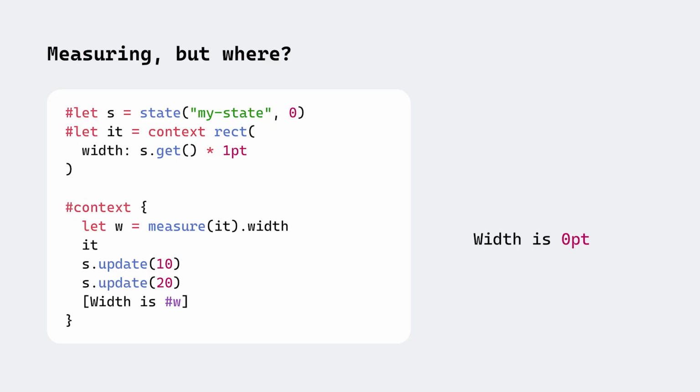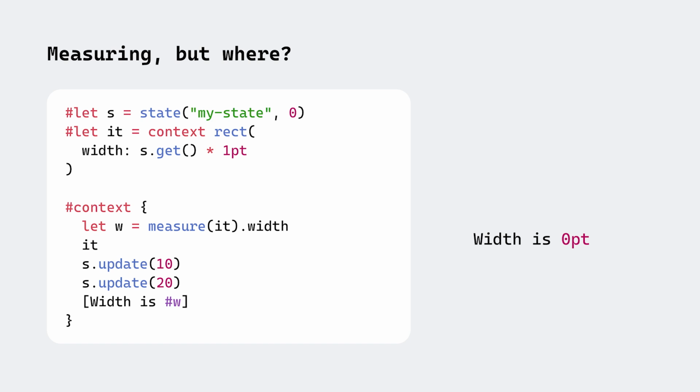But yeah, now it works like this. Let me walk you through the code. We have a state that starts out as 0. We have a context expression with a rectangle, and its width is basically just the value of the state, so we can see the value here in a nice way. And then we have a context block where we measure the width of that expression, and we also have some state updates, and we have the thing itself.